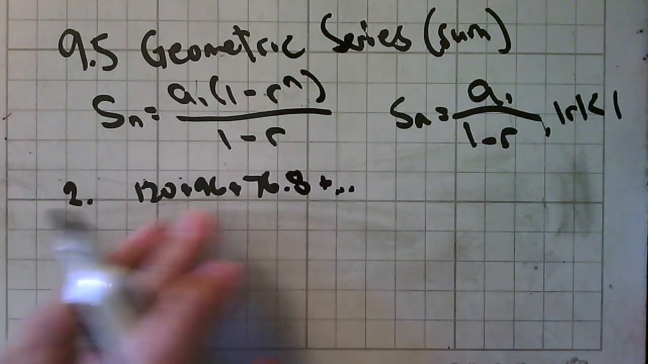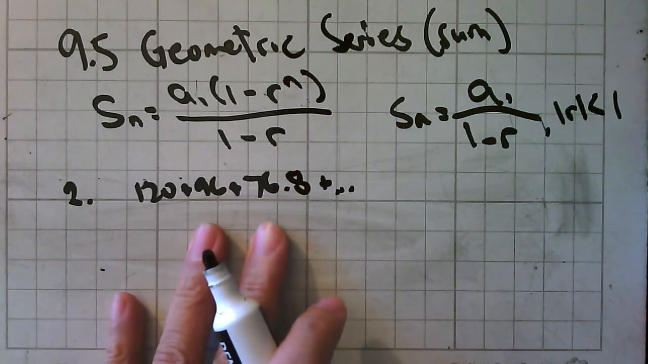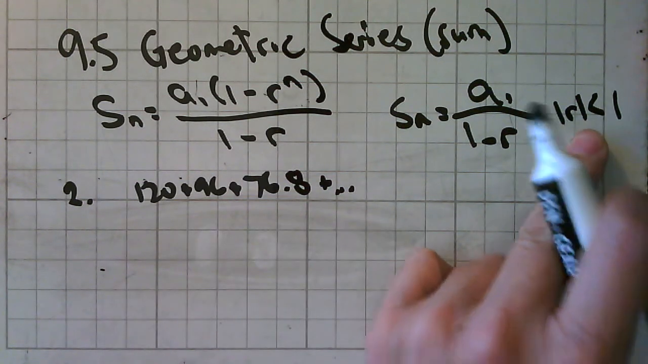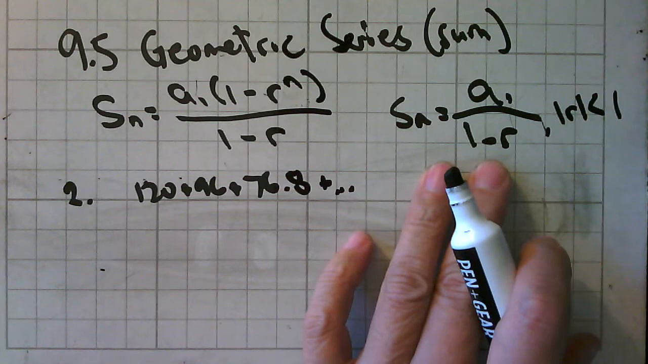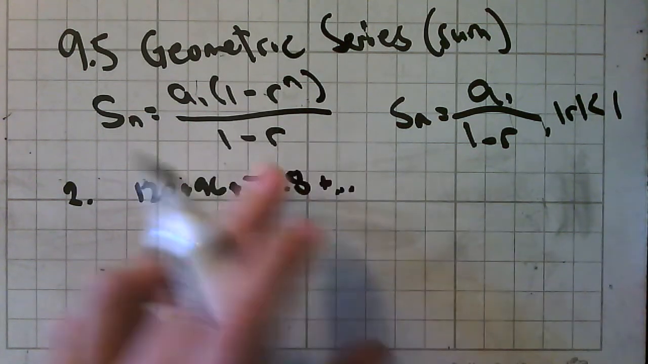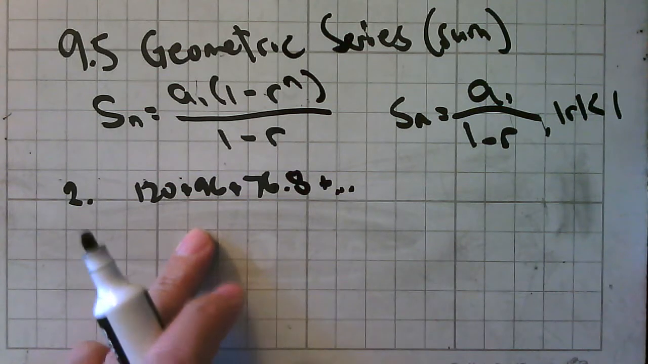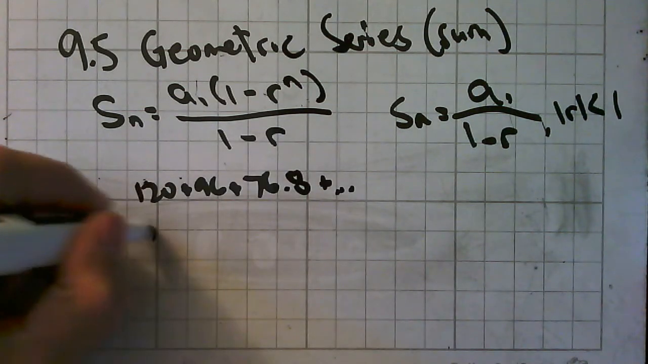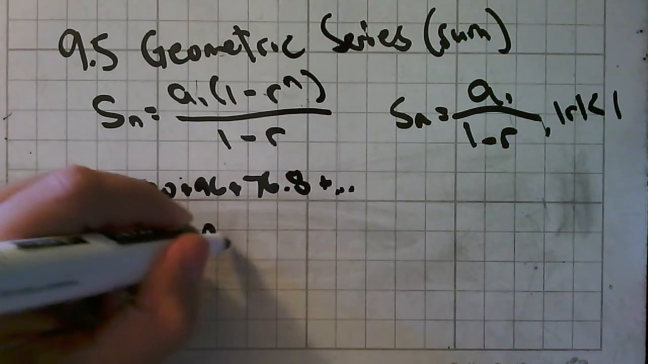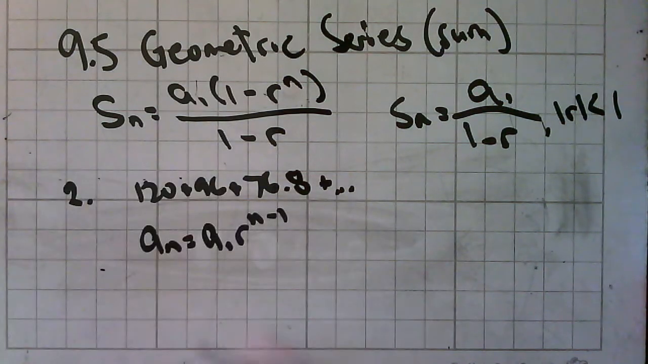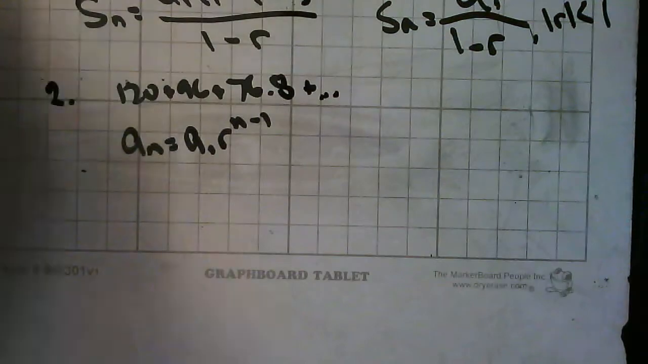Okay, here's our next problem. We don't know how many terms there are. So if the r is less than 1, then we can use this formula to find the sum. If the r is greater than 1, your sum is going to go to infinity. So we're going to figure out r first. I'm going to use the old formula, which was an equals a1 times r to the n minus 1, so that we can figure out what r is.